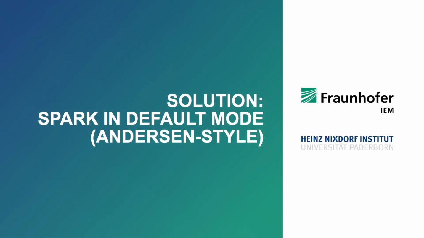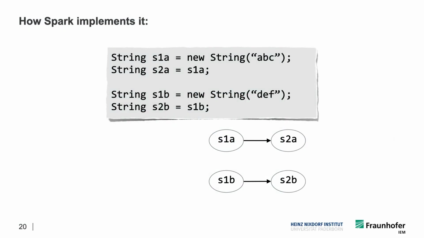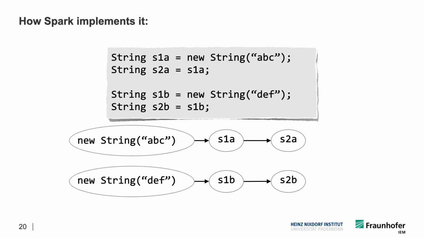So the solution is in Spark to actually use its default setting, which is the Andersen-style analysis. And that then in particular keeps the allocation sites apart. So here the pointer assignment graph will look like this. And now you will have distinct points-to sets, right? So this allocation site becomes a member of the points-to set of S2A, and this one a member of the points-to set of S2B. And therefore here, may alias of these two variables returns false, which is what you want because it's the more precise result. Okay.